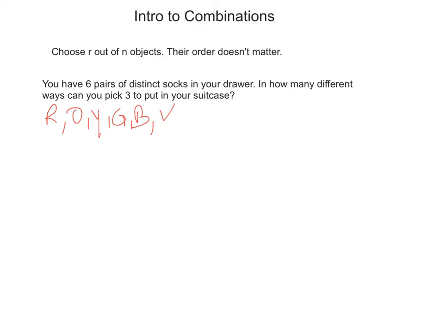Well, the question is, if I pick the red, and then the orange, and then the blue, is that any different than choosing the blue, the orange, and the red? Is there any difference here in the choices? And the answer is no. It's all getting dumped into your suitcase. The order doesn't matter in which you pick those. So that's what we mean when we say order doesn't matter.